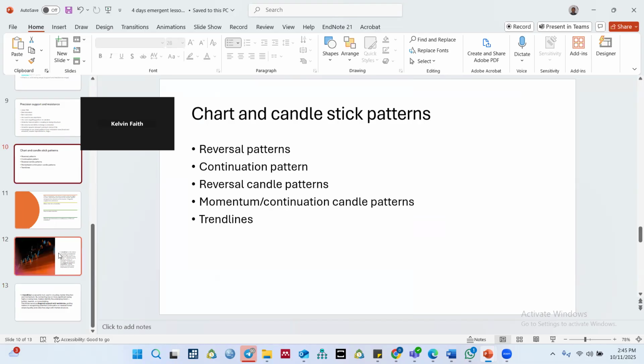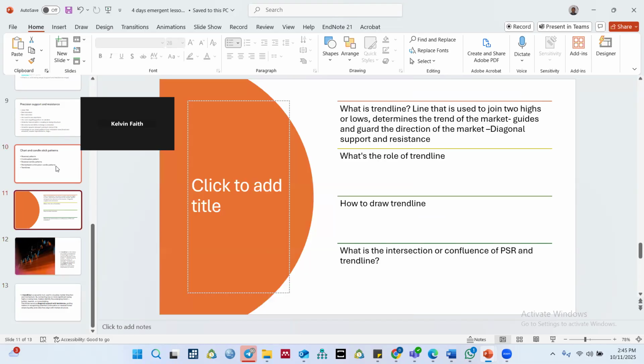So we've learned right now what a trend line is. What is the role? By definition, it's used as a diagonal support and resistance, and it guides and guards the trade. And also, how do you draw it? You draw it by connecting two highs or two lows, and just draw it naturally. You can draw it on any time frame, smaller or bigger. When the trend line breaks, it is signaling a reversal or a continuation.